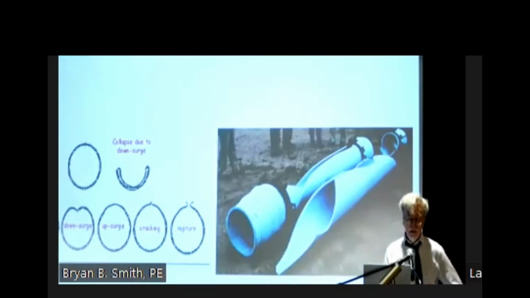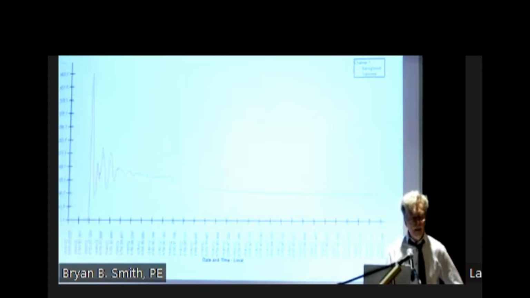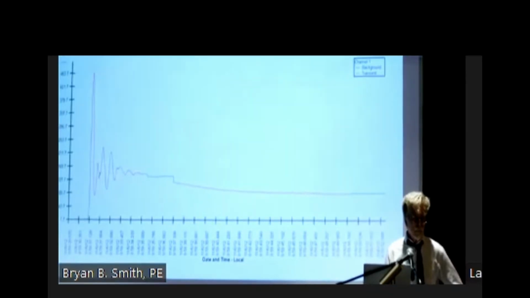Why? Because we don't want our piping system to look like this. This is a 16-inch PVC piping system. Every time they turned on and off the pump, a negative wave would travel down the piping system, pull a vacuum, and eventually the piping system failed.